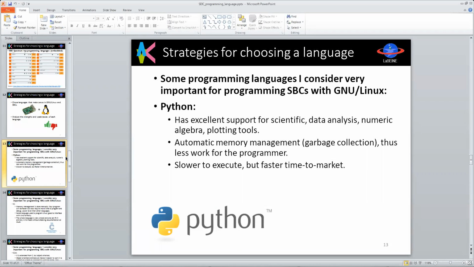But I think Python is an excellent choice in most projects nowadays. And I chose it in the past and I was happy with the result. So I recommend it, even though it's not my favorite.